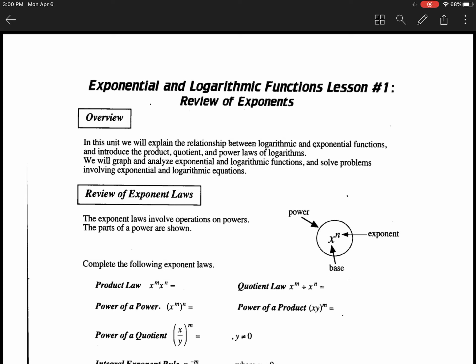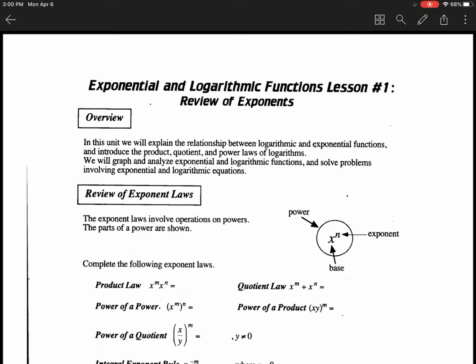Hi, Math 30-1s. Little change of plan. Originally, I was going to start into permutations and combinations, but we did have a math meeting this morning, which is Monday the 6th, and decided to move on to exponents and logarithms first.